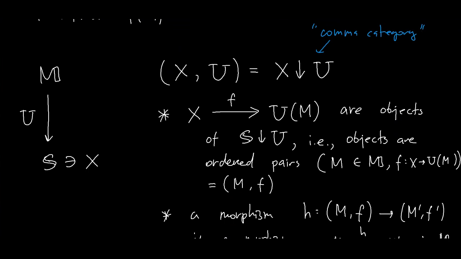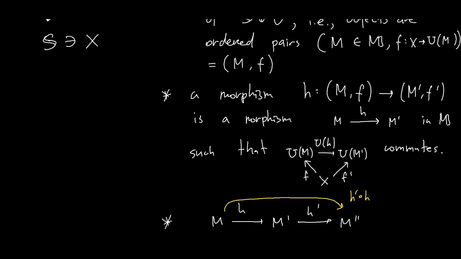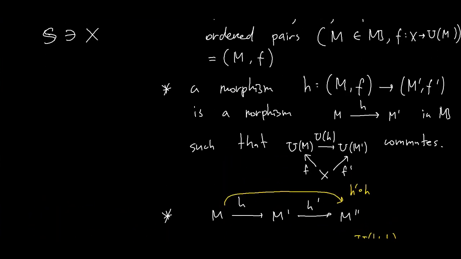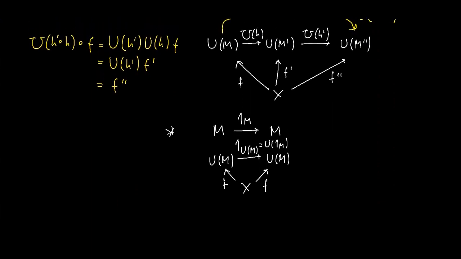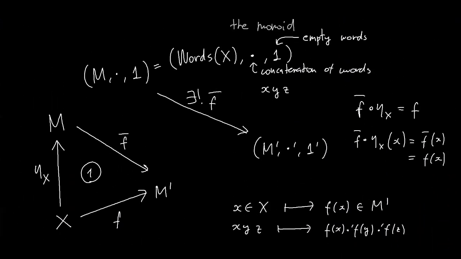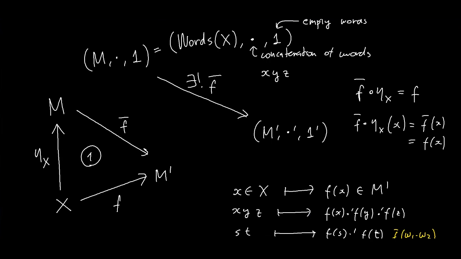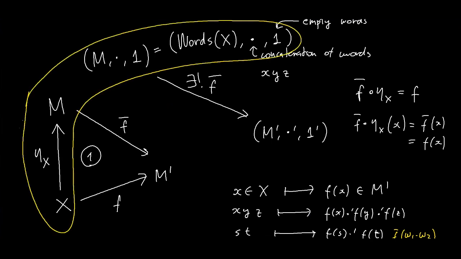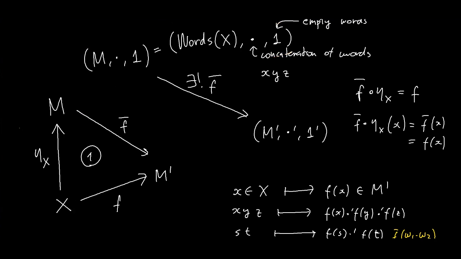Now, what is an initial object in this category? Well, going back to our initial diagram there, you see here now, this thing is an object in that category, right? It's a monoid along with a morphism into U applied to that monoid. So this is one object.